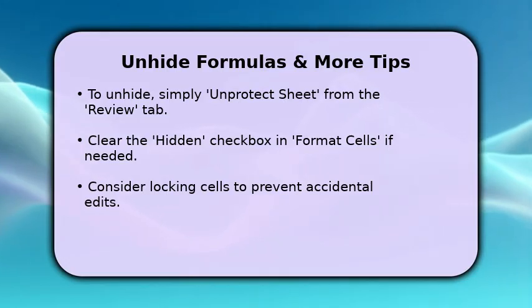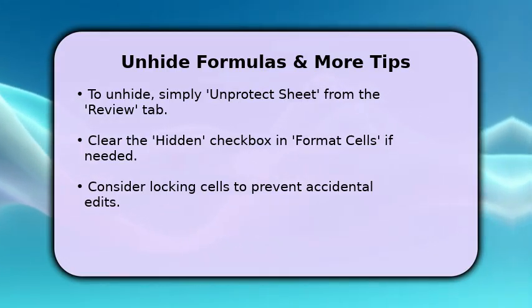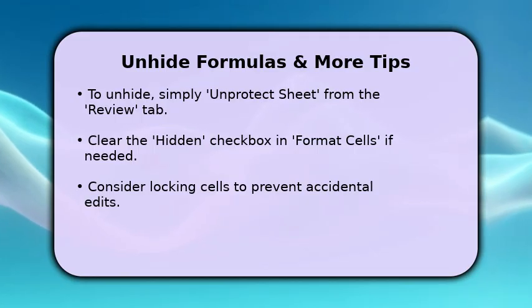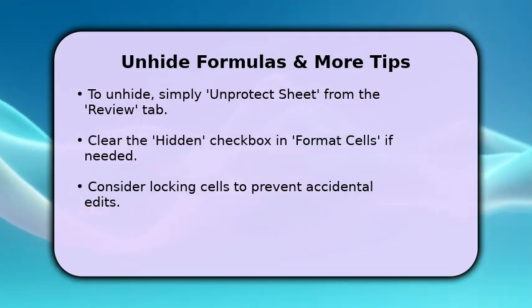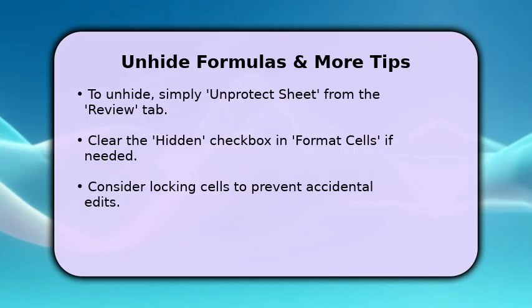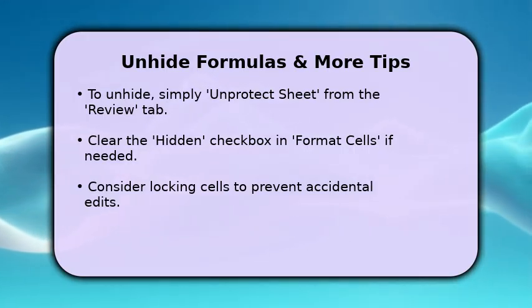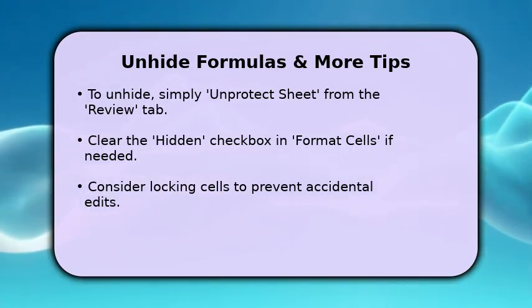If you ever need to reveal your formulas, just go back to the Review tab and click Unprotect Sheet. If you set a password, you'll need to enter it. You can also uncheck the hidden option in Format Cells if you want formulas to be visible even when the sheet is protected. Remember, protecting your sheet also locks cells by default, preventing accidental changes.